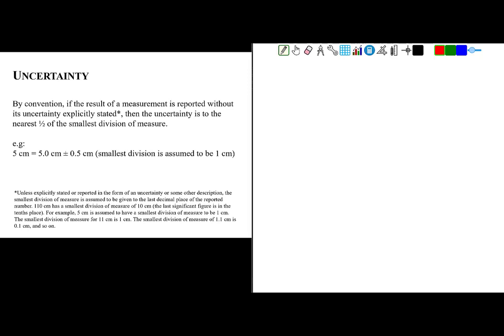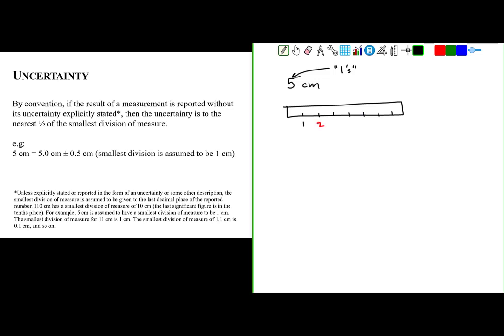By convention, if the result of a measurement is reported without its uncertainty explicitly stated, then the uncertainty is said to be to the nearest 1/2 of the smallest division of measure. If we have something reported as 5 centimeters, then we are going to assume that the smallest division of measure is in the ones place. So we are assuming that this was made with a device whose divisions are spaced at 1 centimeter marks apart.